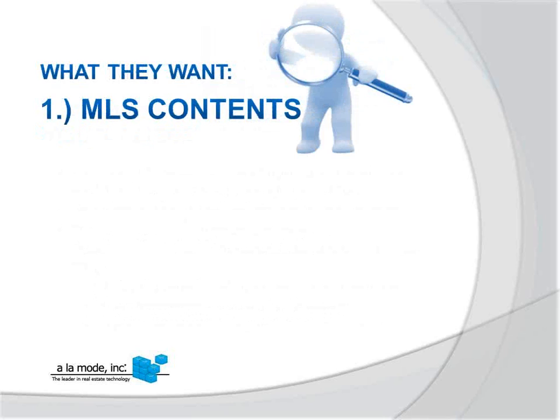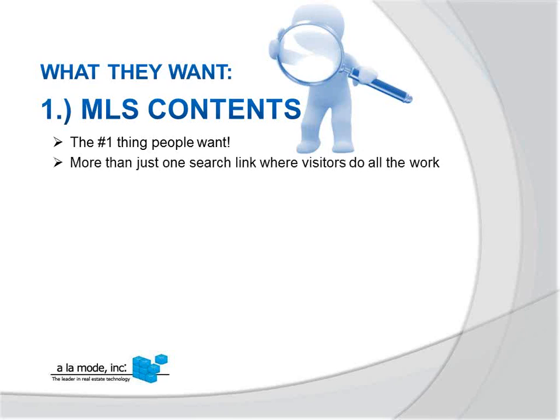So now let's talk about giving your visitors the contents that they crave, and we'll start with the obvious one. Let's take some extra time here on property searches. This is the number one thing people want. Your product is listings, so your website needs to have your products on it. But of course, you do need to have more than just one search link where visitors do all the work. If you think about it, every real estate website has buttons to perform a property search. It's pretty much standard equipment these days.